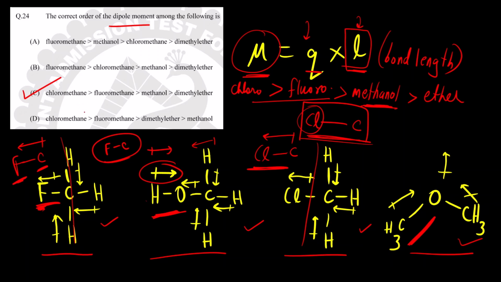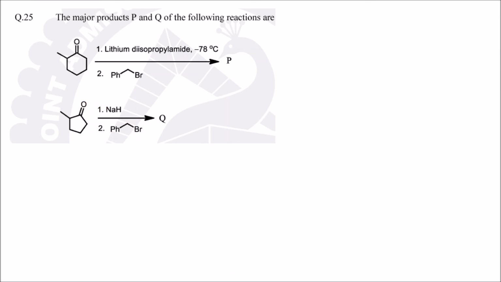So the correct answer will be what? Option C. The important thing you have to consider here is that you have to see the bond length as well, not only the electronegativity or charge separation. Okay, this question. Now here LDA, lithium diisopropyl amide.